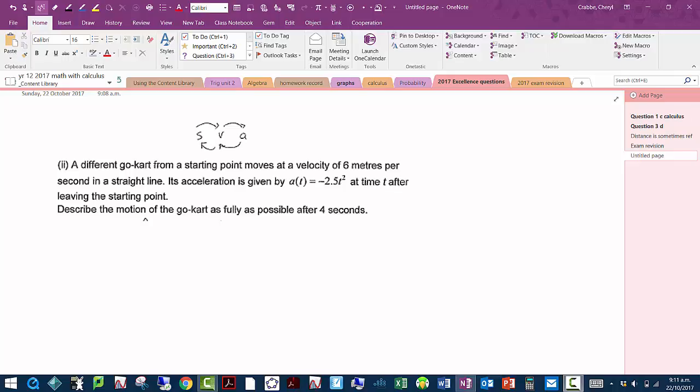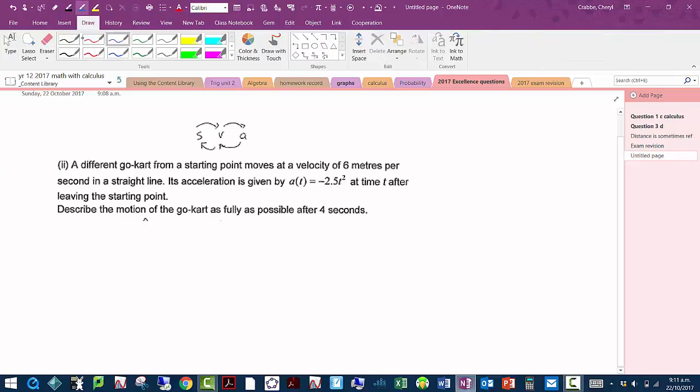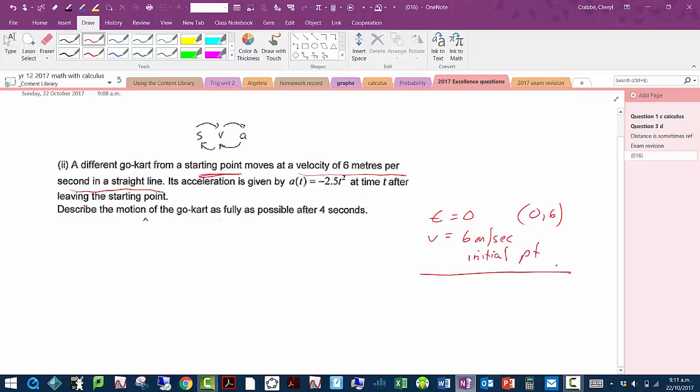So they've given us some information. The velocity is 6 meters per second in a straight line at the starting point. So that's when t is 0. The velocity is 6 meters per second. So that's a point, (0, 6), and that's the starting point, that's the initial point. Now that's important because that comes into play when we integrate and so on and work on our C.